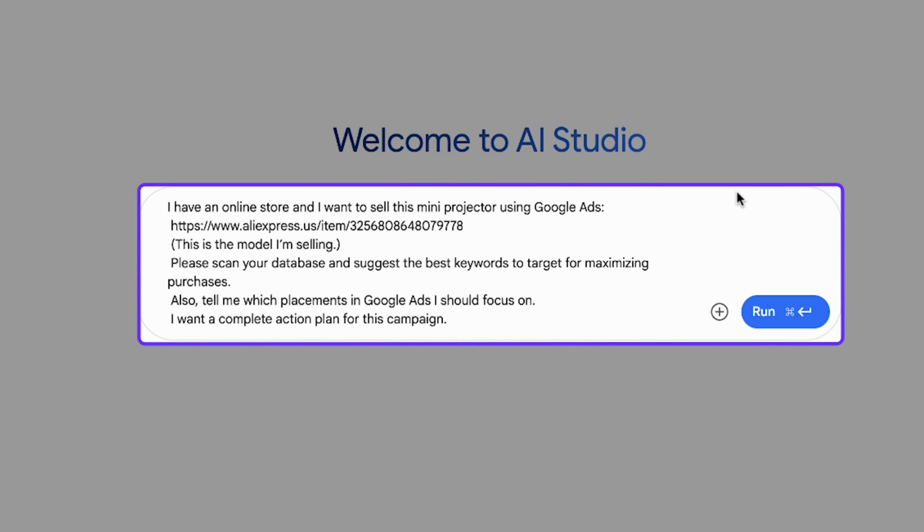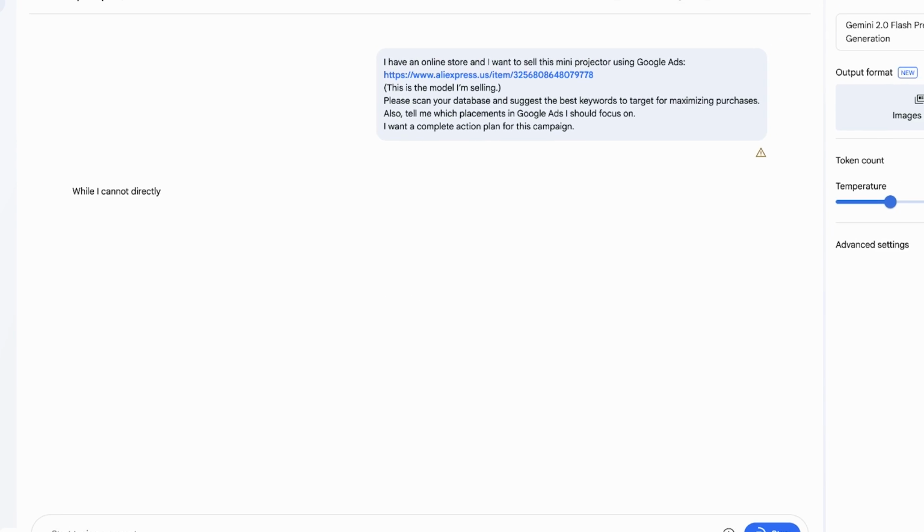Simple one, short. I say, I have an online store and I want to sell this mini projector using Google Ads. All right, and this is the link of the model that I'm selling. And then I write, please scan your database and suggest the best keywords to target for maximizing purchases. Also, tell me which placements in Google Ads I should focus on. I want a complete action plan for this campaign. All right, let's see what Google AI Studio comes back with.